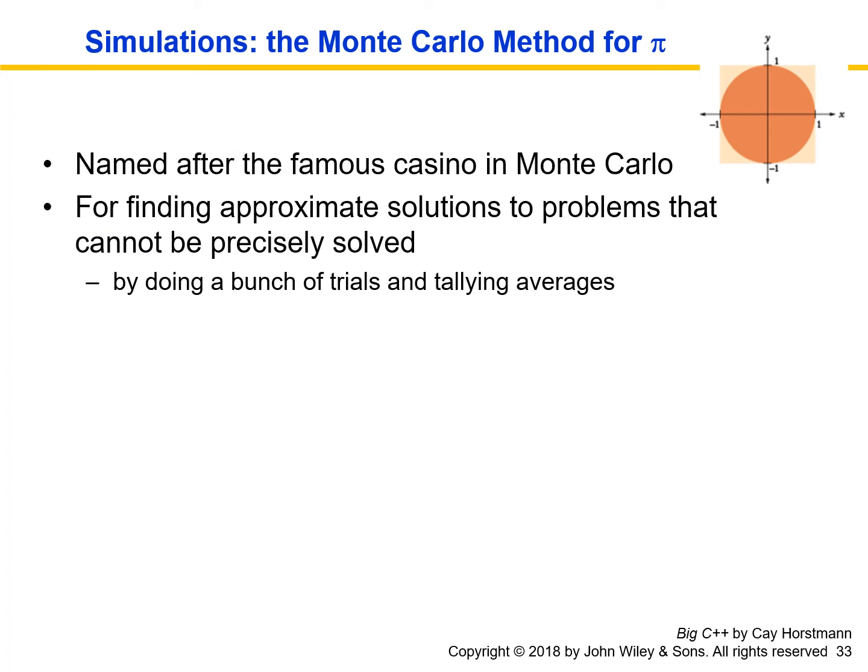Another simulation example, a more complicated one, is something called the Monte Carlo method. When it turns out to be hard to calculate a value, but you can get at it by randomly approximating a bunch of trials, as if you're perhaps doing a bunch of random real-world experiments, and then you tally the averages.